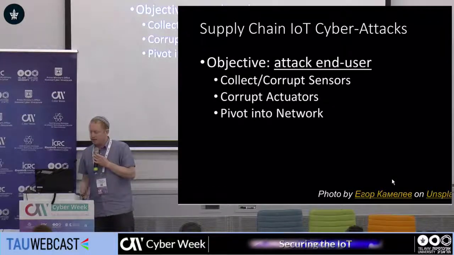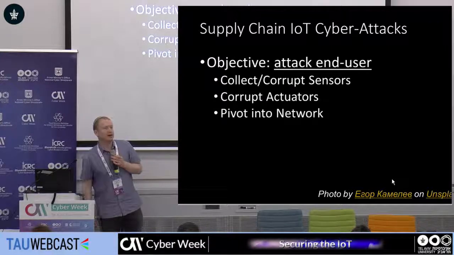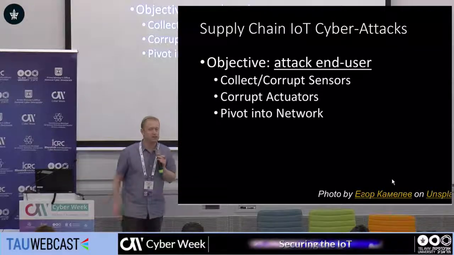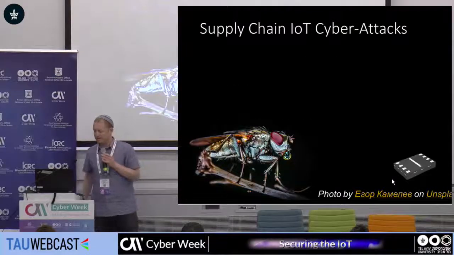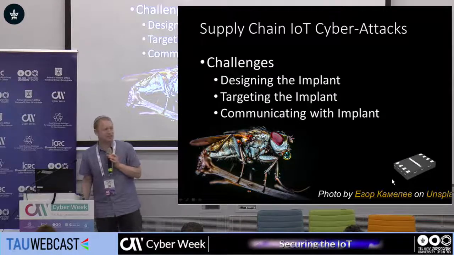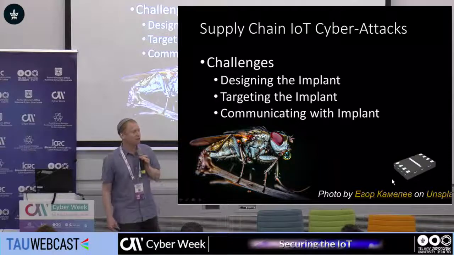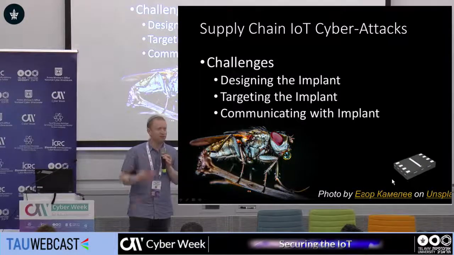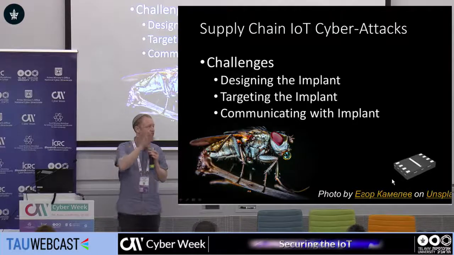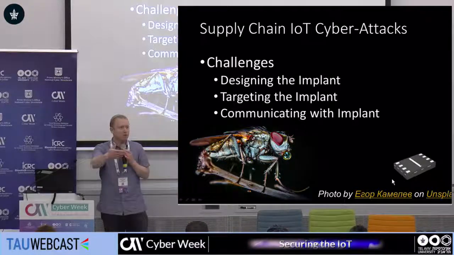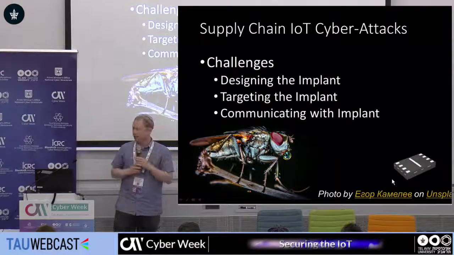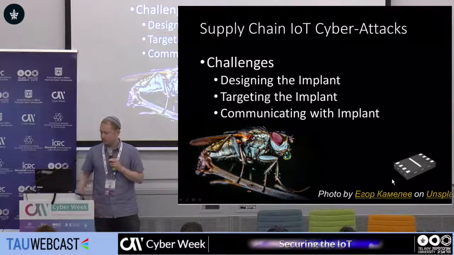So I want to make an offensive IoT attack through the supply chain. There are three main things I need to take care of. The first thing is I need to design my implant. I need to create something which will fit into the supply chain. And I need to target this device. I need to get it to my victim. And I need to communicate with it. I need to give it controls or read whatever readings are coming out of it. So now let's go over these things one after the other.